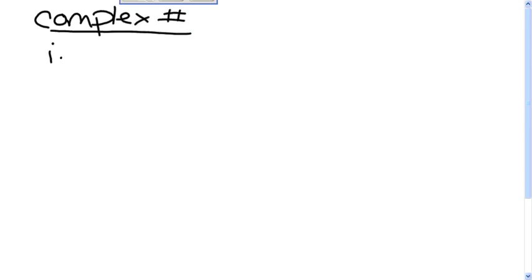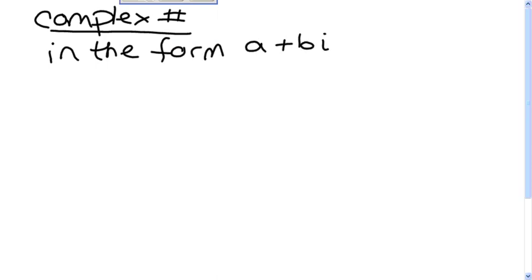So a complex number is always in the form a plus bi, real part plus the imaginary part. Always put the real part first. And with our complex numbers, we will look at what are called complex conjugates.